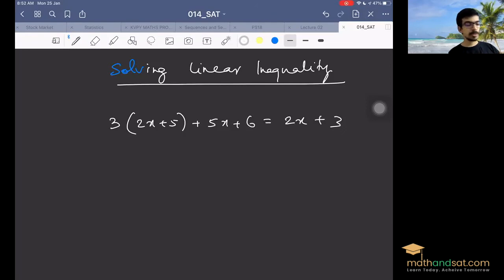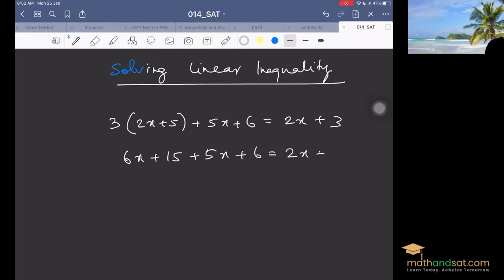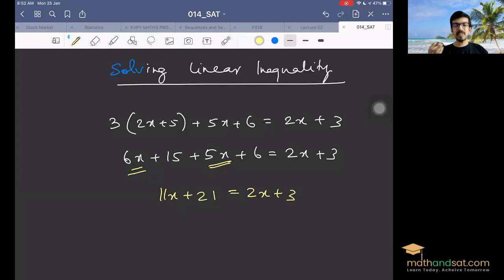What is the first process? If there are any brackets, you expand them. So this becomes 6x plus 15 plus 5x plus 6 is equal to 2x plus 3. In the next step, what will you do? You combine the like terms. So we have 11x plus 21 is equal to 2x plus 3. In the next step, what will you do? You bring 2x to the left side, 21 to this side. So basically, you're collecting variables to one side, collecting the constants to the other side.